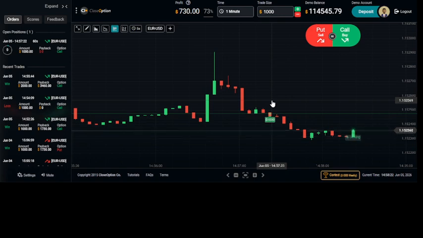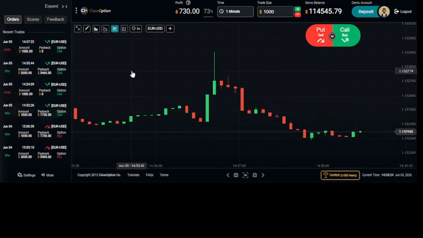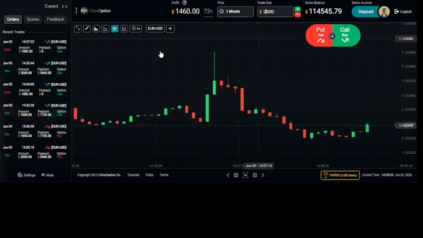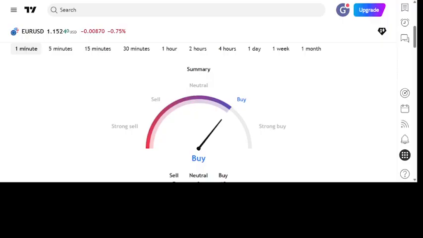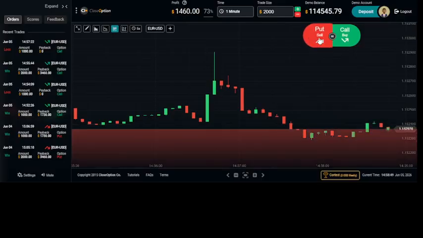Okay, that trade resulted in a loss. So again, I'm going to double up on the trade to 2,000 using martingale. Let's go back to the technical indicator here on TradingView. What is it saying on the 5? It's still saying sell, but on the 1 minute chart, okay, now the 1 minute is saying sell now. So now we're going to take a put trade or a sell trade.